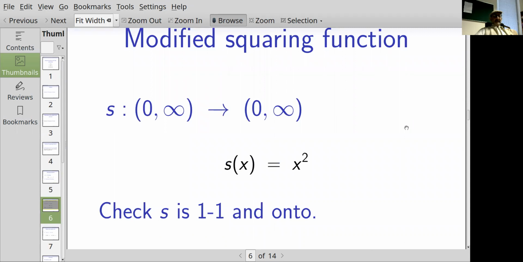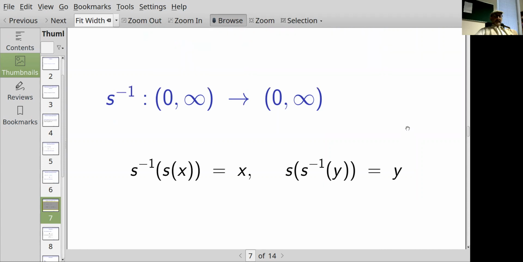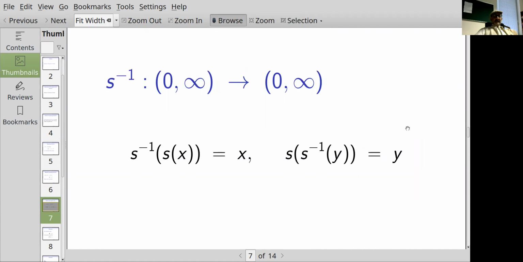Let's say that S sends 0 to infinity, not including 0, to 0 to infinity, not including 0, defined by s of x equals x squared. You should be able to check that this is both one-to-one and onto, and therefore S has an inverse function. So S inverse acts from 0 to infinity to 0 to infinity, and it has the property that S inverse of S of x equals x for x in the domain of S, and S of S inverse of y is equal to y for y in the domain of S inverse.